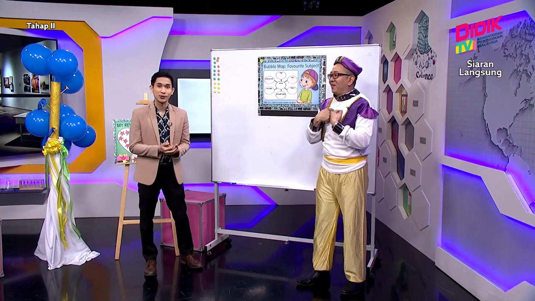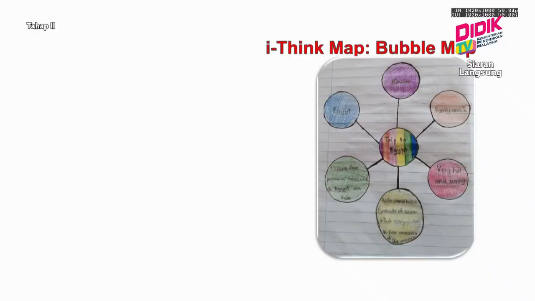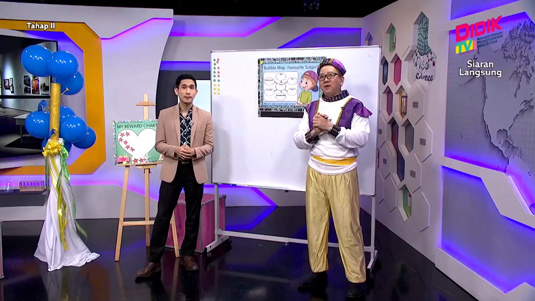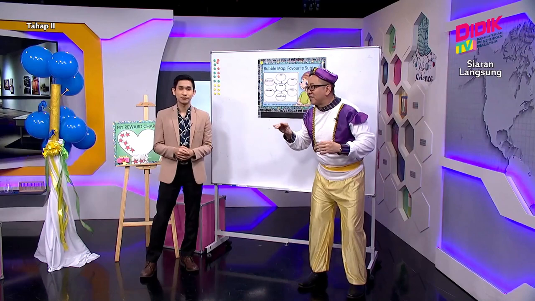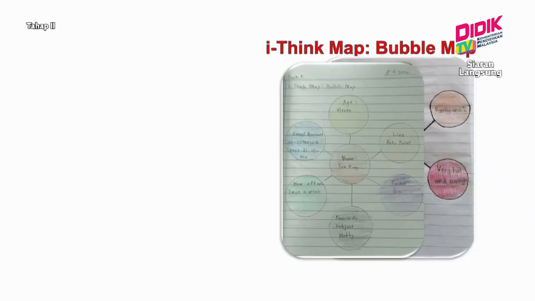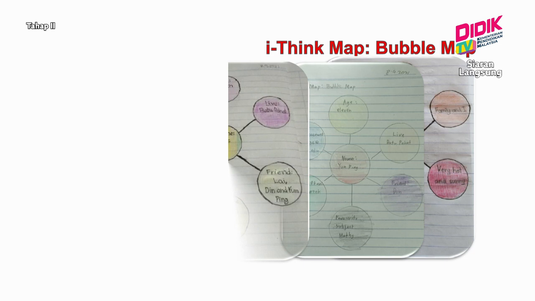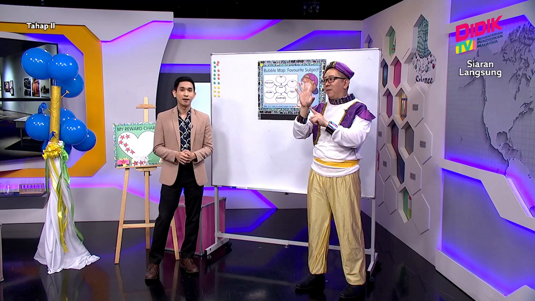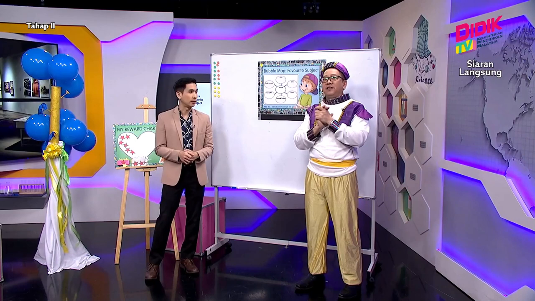Okay, first, you can see the slideshow there. Wow. I think the bubble map is my students' work. Okay, let's see what she gives. Let's explore what's inside. Alright, it's so colorful. Yes, okay, another one. Wow! This is the correct example of a bubble map. Okay, let's look further. Let's see what's next.